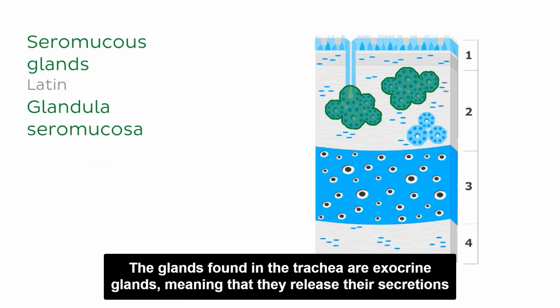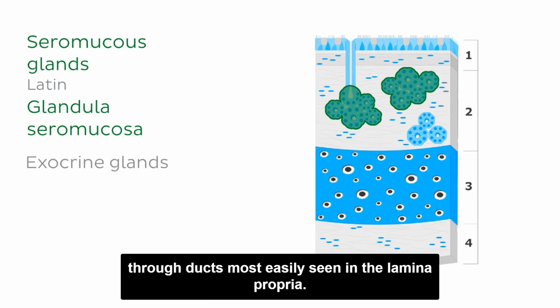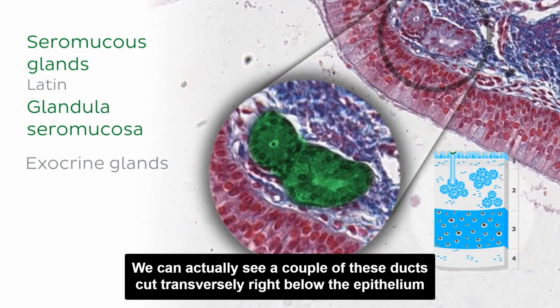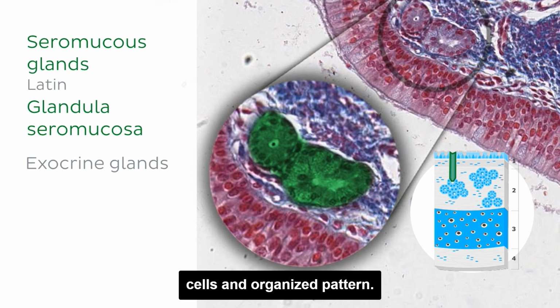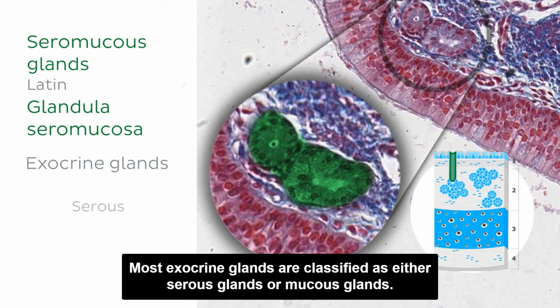The glands found in the trachea are exocrine glands, meaning that they release their secretions through ducts, most easily seen in the lamina propria. We can actually see a couple of these ducts cut transversely, right below the epithelium, in this image here. The cells of these ducts are distinguishable from the surrounding tissue by their cuboidal cells and organised pattern. Most exocrine glands are classified as either serous glands or mucus glands.